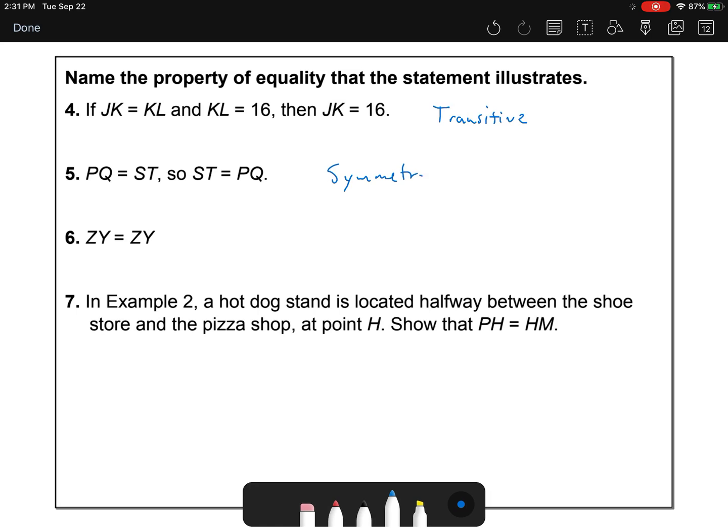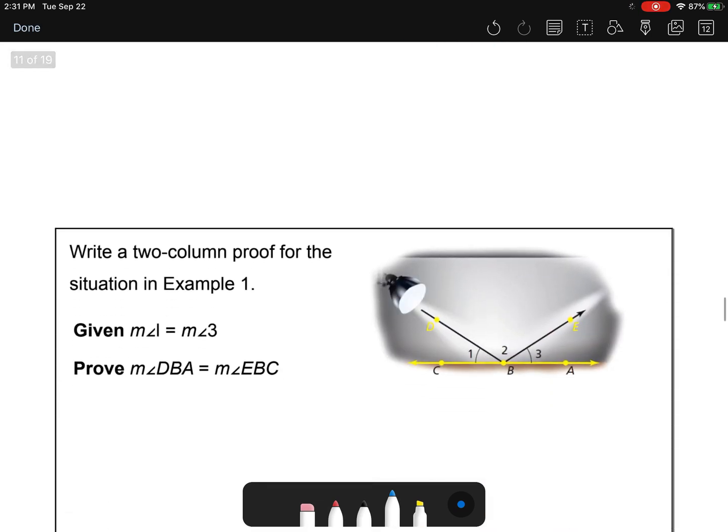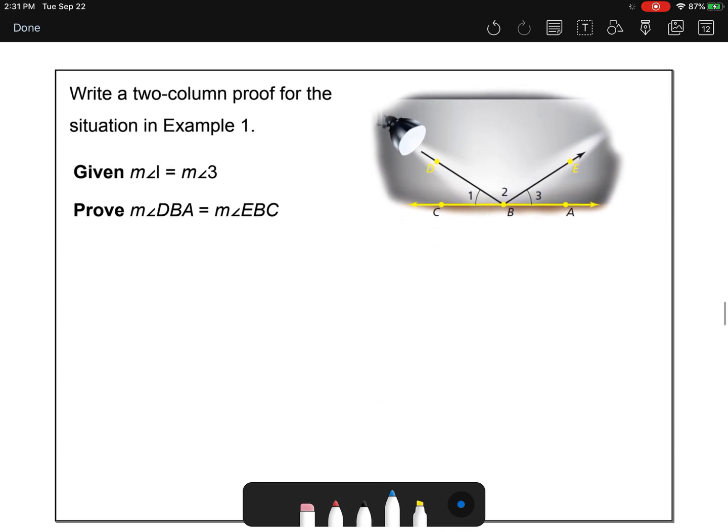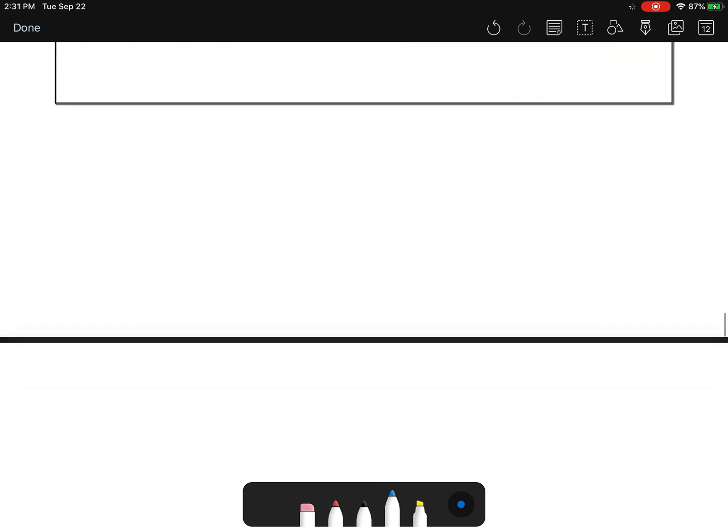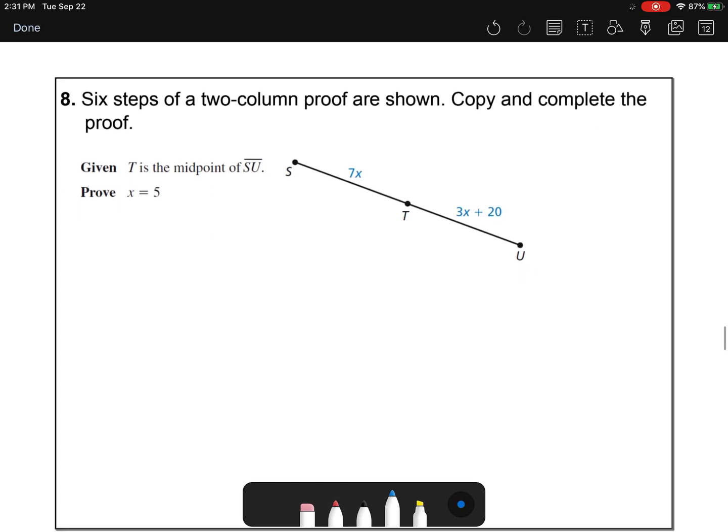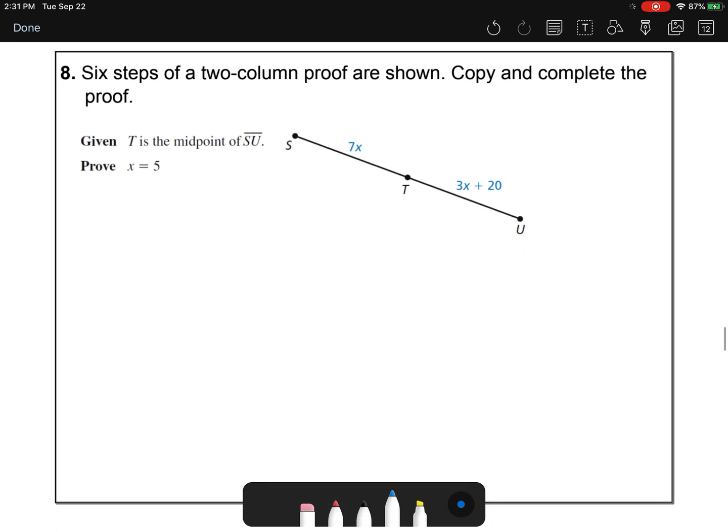What about 5? Symmetric? Right. You switch the left and the right. And then the last one is reflexive. It just equals itself. Good job. Now, we're going to skip that example 2 there, hot dog stand. Write a 2-column proof. We just did that.